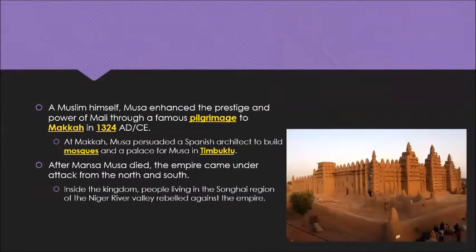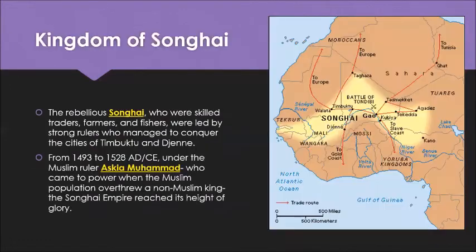Right? He himself would make a pilgrimage to Mecca in the early 1300s, and he would even get an architect to build mosques and a palace in Timbuktu, which was the capital of Mali. And when he died, the empire comes under attack from the north and the south because, hey, who doesn't want a piece of all the money that's going through that place? So, yeah, that's pretty much it for Mali.